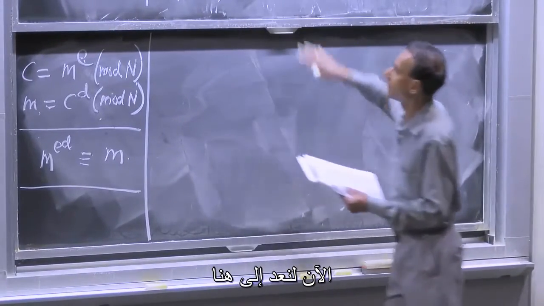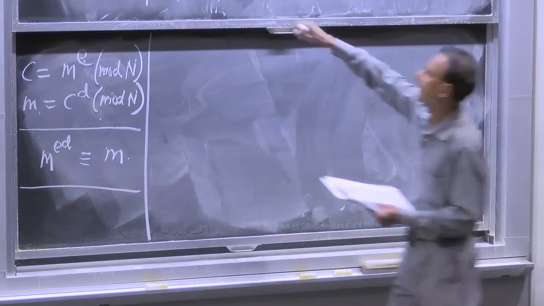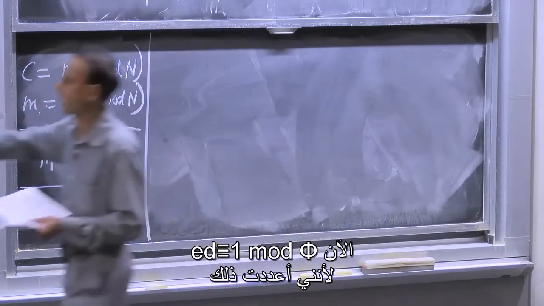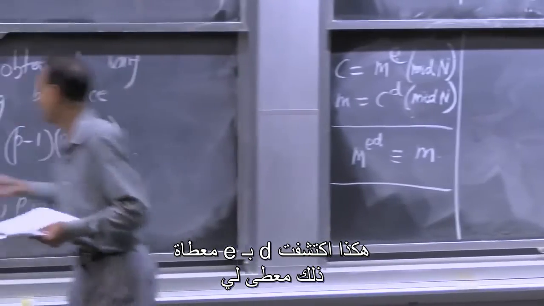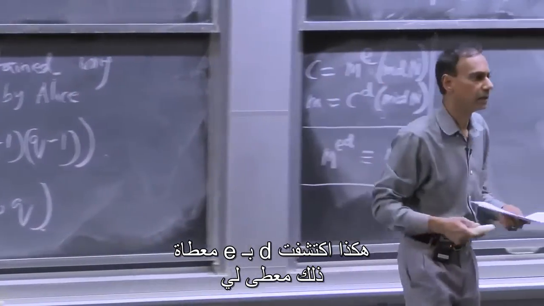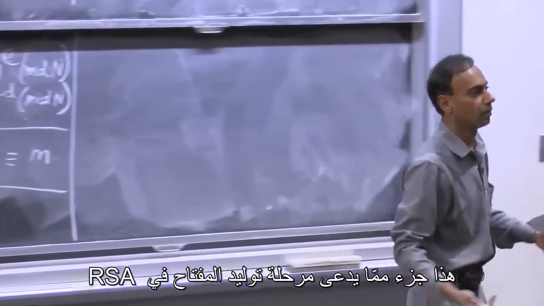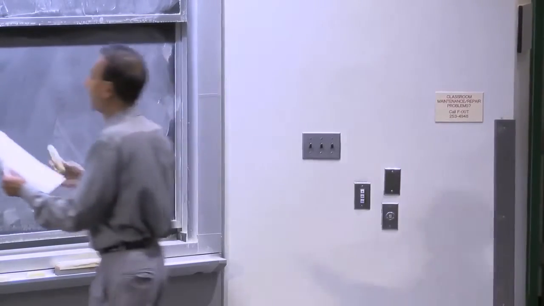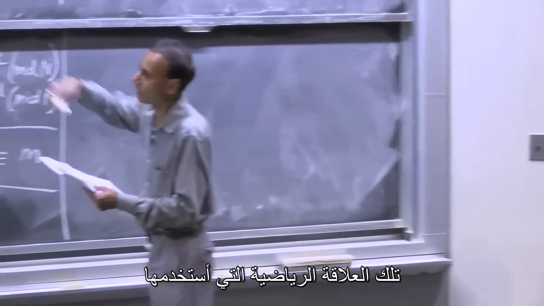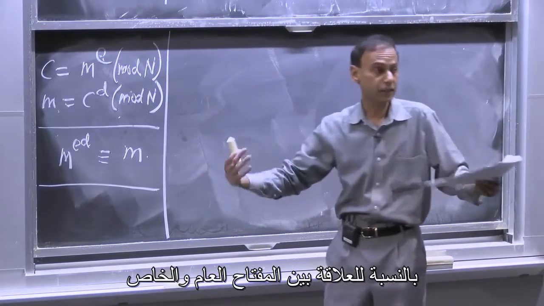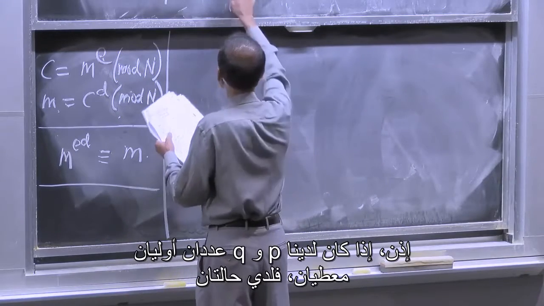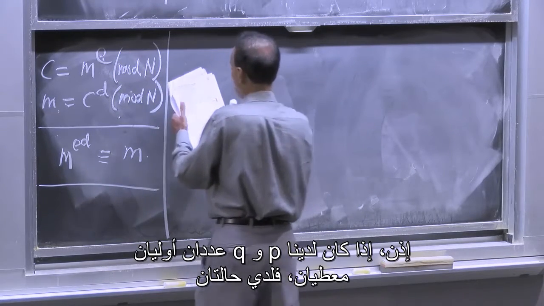Now let's go back to where we were. ed equals 1 mod phi, because I've set that up. This is how I discovered d given e. That's part of what's called the key generation phase of RSA. And that's the mathematical relationship that I keep harping on between the public key and the private key. So given that p and q are primes, I have two cases.